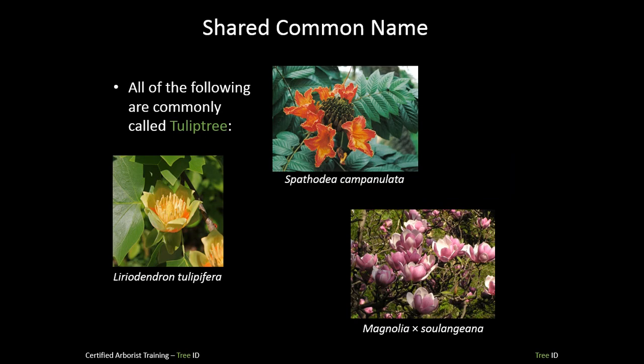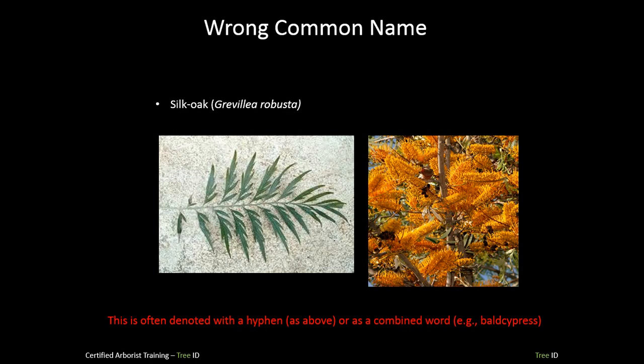Another problem with common names is they can be shared between different species. So all three of these are tulip tree. There's an African tulip tree, the one in the top. There's tulip poplar, the yellow flower on the left, and then this magnolia cross. Remember, this is a hybrid here with the X in there. That is also a tulip tree, and it's all based on the shape of the flower. So if you're just specifying one, you may get the wrong species just because you're using common name.